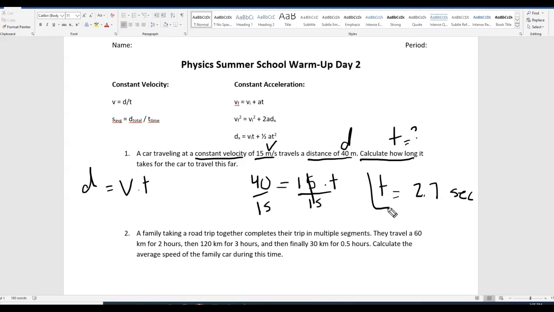Okay, so the unit for time, remember, is seconds. So that is question number 1 on this form. So hopefully that's the answer that you got for this question. Okay, 2.7 seconds. So pause it there if you need to look over that, and then we're going to move on to the next question.